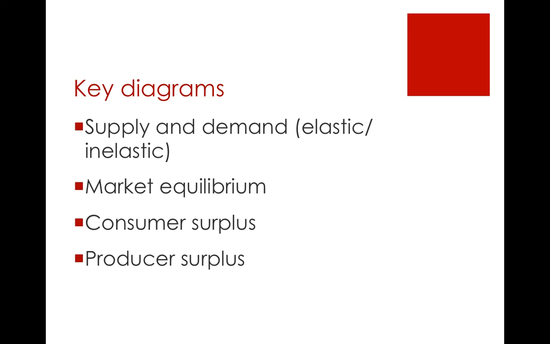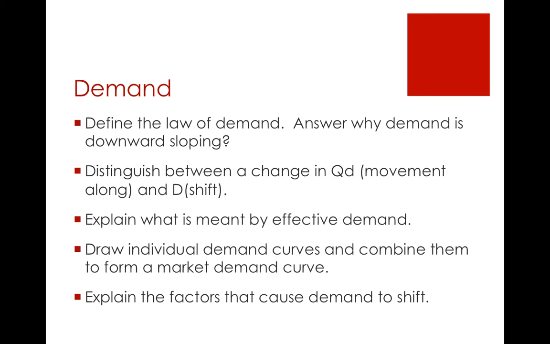So let's start with the key diagrams that you should know. Supply and demand, moving both of them so they look like an elastic or inelastic representation. Being able to diagram market equilibrium, consumer surplus, and producer surplus. Starting with demand, make sure you know the definition and be clear on why it's downward sloping. Know the difference between a change in quantity demanded and a shift, primarily that one is price related and one is not.